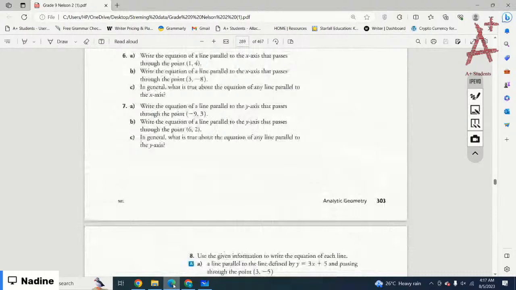Start with question number 7. Write the equation of a parallel line. Write the equation of a line parallel to y-axis that passes through the point negative 3. Okay, let's start with question number 7a. Negative 9, 3.